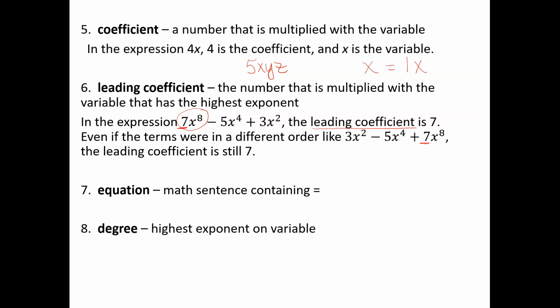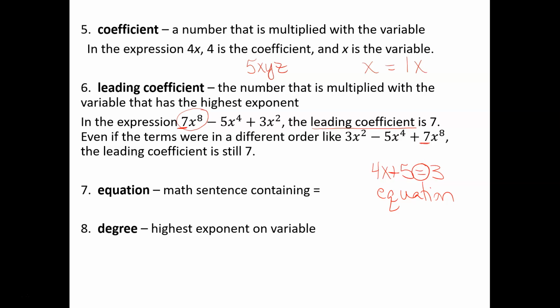Number 7, equation is a math sentence containing an equal sign. What we've looked at so far have been expressions, like we looked at 4x plus 5. Notice that there is no equal sign in that. But if I were to put an equal sign and a number or variable on the other side, now we call this an equation. And what makes it an equation is the equal sign.